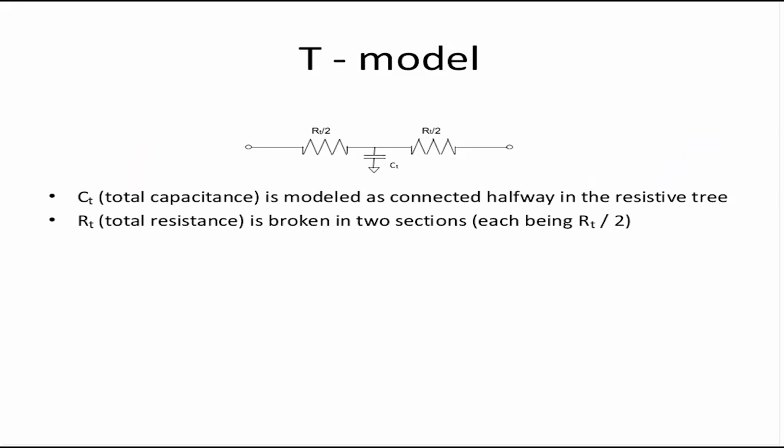Now, there are various models to represent interconnect. Some are more accurate, some are less accurate. The less accurate ones, obviously, will take less time to process because there's less data. The more accurate the model is, the more time it will take the tool to calculate the delay. So one of the models is the T model, in which the total capacitance CT is connected halfway in the resistive tree, and the total resistance RT is broken down into two parts, RT by 2, RT by 2. This is called the T model.